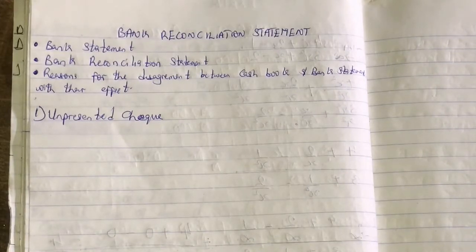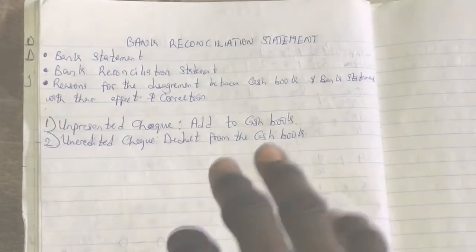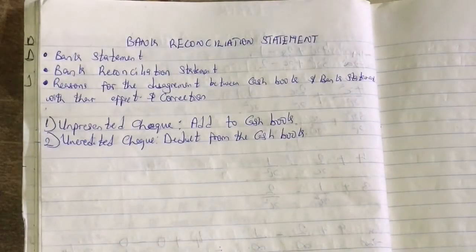So the balance of the cash book will be less than the balance of the bank statement. The firm credited the cash book with the cheque issued out, and like I said earlier, it reduces the balance of the cash book because it has not been debited or deducted from the bank statement. So to correct this, for the unpresented cheque, you add it back to the cash book.